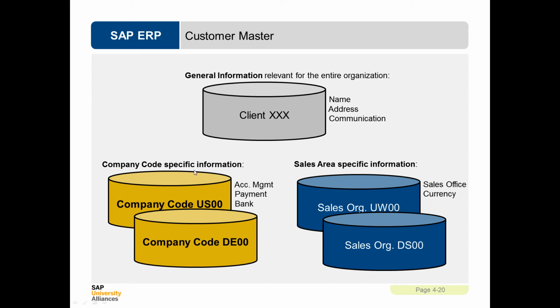Like the material master data, the customer master data has, in this case, sales-specific information and company code-specific information, because each customer is going to be assigned an accounts receivable code, which is going to be used for payment processing.